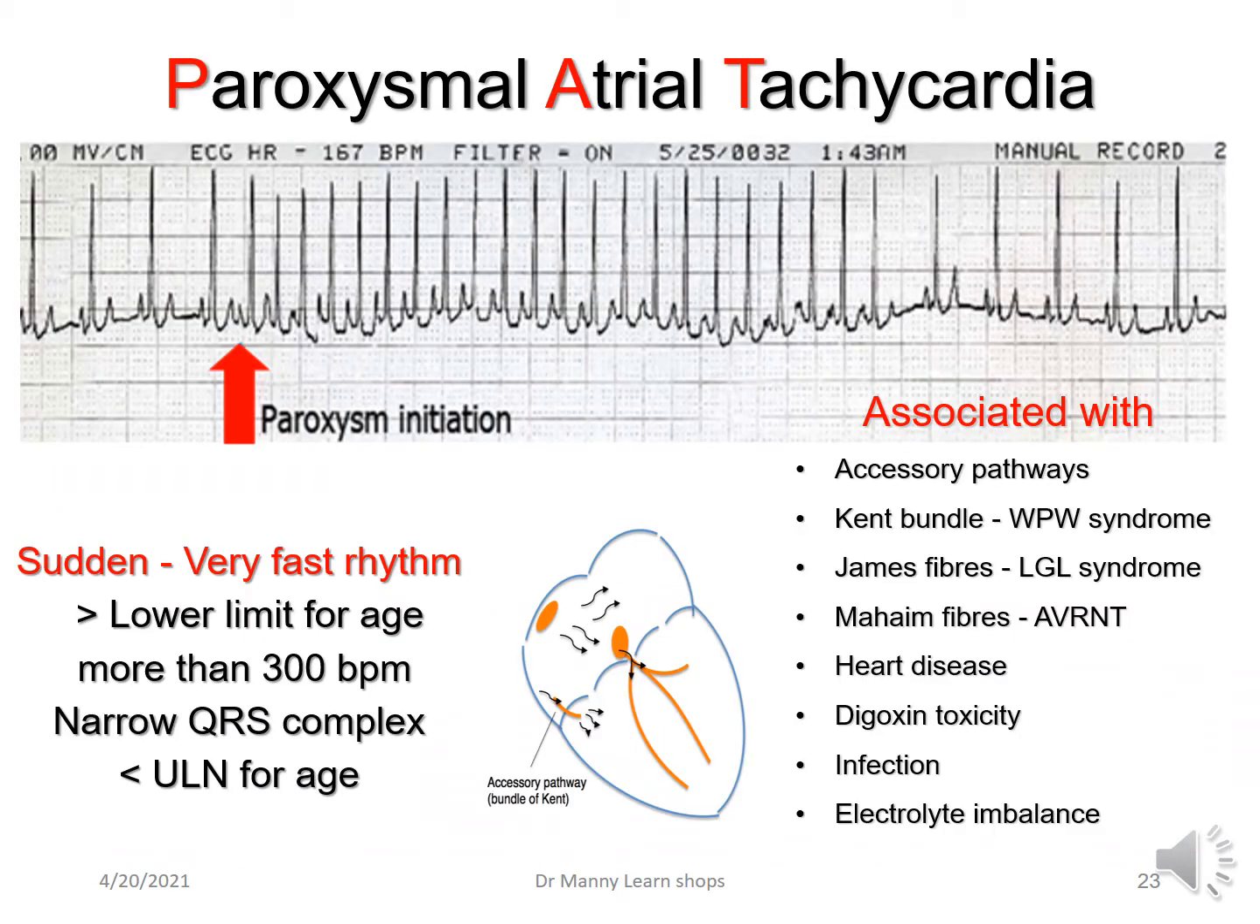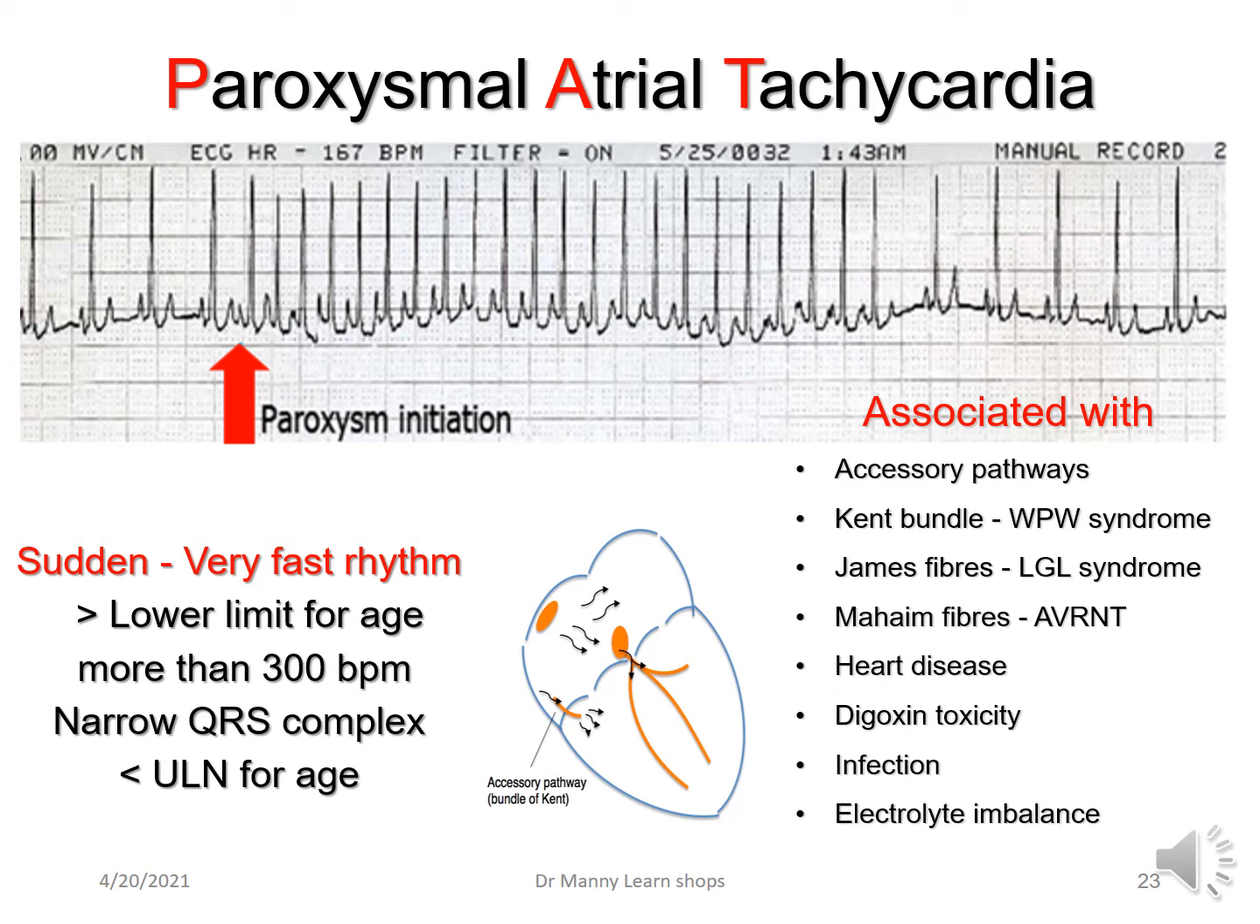You've got something called PAT, Paroxysmal Atrial Tachycardia. Paroxysmal means suddenly. It's initiated by a paroxysm. This is a very fast rhythm, greater than the lower limit for age, more than 300 beats per minute. There's a narrow complex QRS, which is less than the upper limit normal for their age.